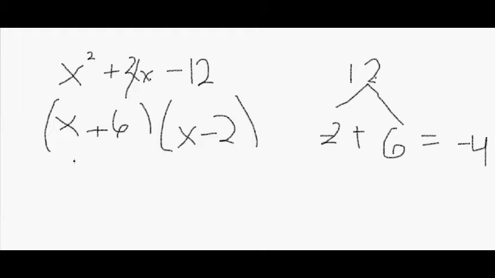So now I want you to tell me what x equals, to be exact. X is going to equal the opposite of whatever's in here. So this will be x equals negative 6, the opposite, and this will be x equals the opposite, which is positive 2.